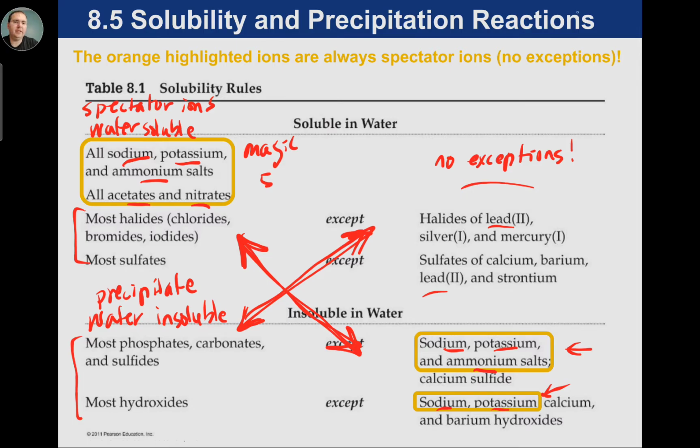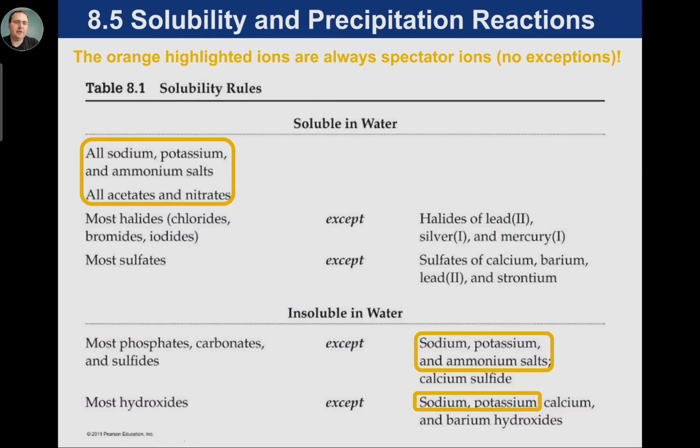So I can't stress enough, you can answer a tremendous amount of homework by looking for these magic 5 because they're always soluble in water, they're always spectator ions, they're always going to watch. They're not going to precipitate, which is very similar to participate in the reaction. They're going to be sitting on the bench.